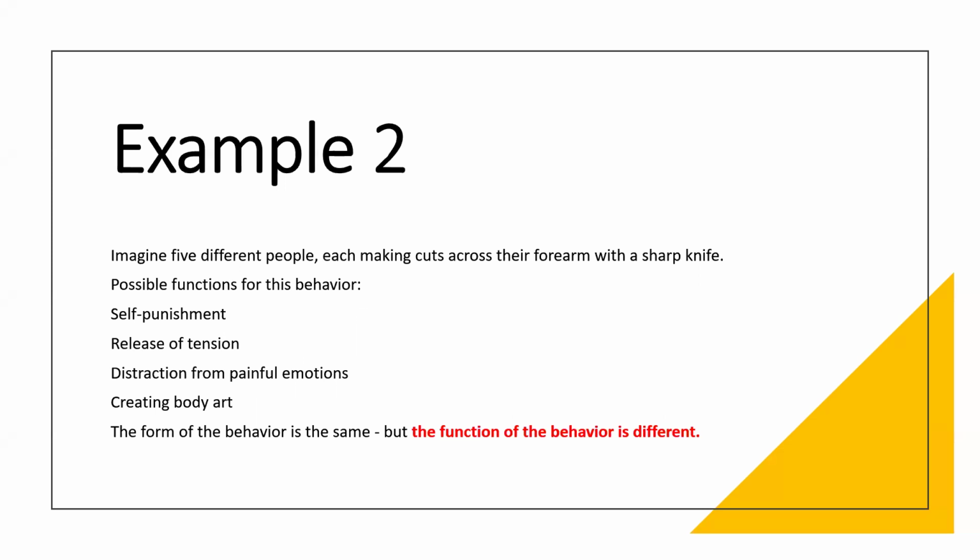To give you another example, imagine 5 different people, each making cuts across their forearm with a sharp knife. Possible functions for this behavior: self-punishment, release of tension, distraction from painful emotions, creating body art. In this case, the form of the behavior is the same, but the function of the behavior is different.